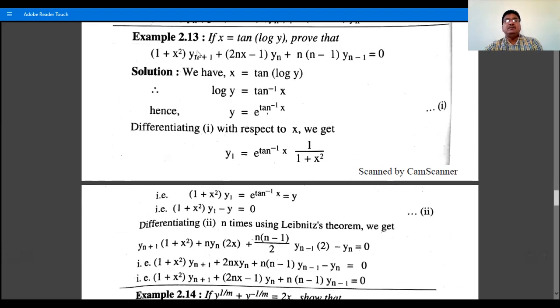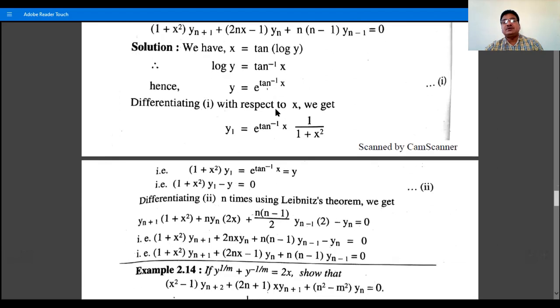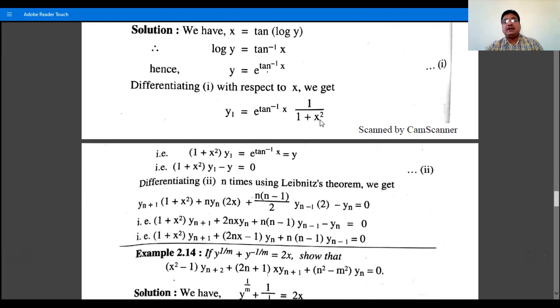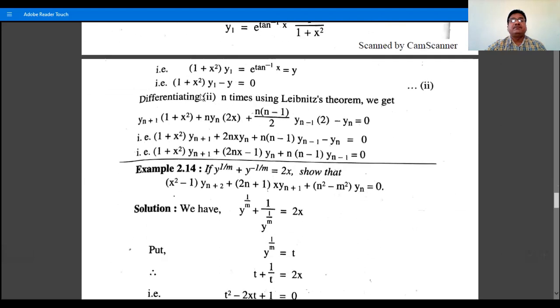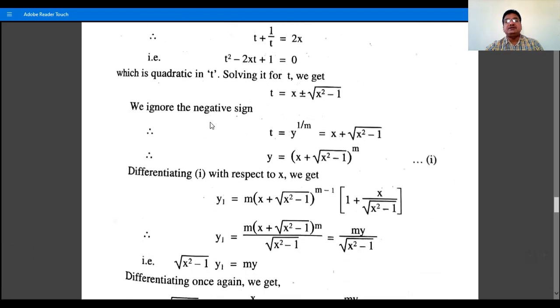We have to prove y_{n+1} is the highest order derivative. So differentiate y = e^{tan⁻¹x} 1 time and then apply Leibniz theorem. Now in the exercise problem, we have to differentiate this equation again 1 time. That is, differentiate (1 + x²)y1 − y with respect to x. We have (1 + x²)y2 + 2x y1 − y1 = 0, and that is equation number 3, and then apply the Leibniz theorem.